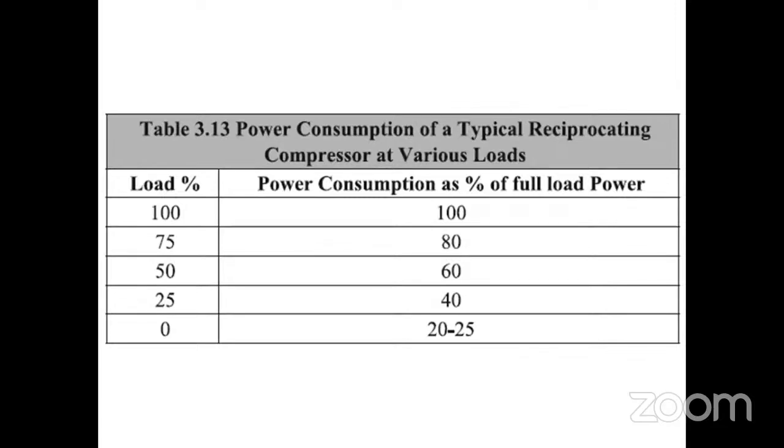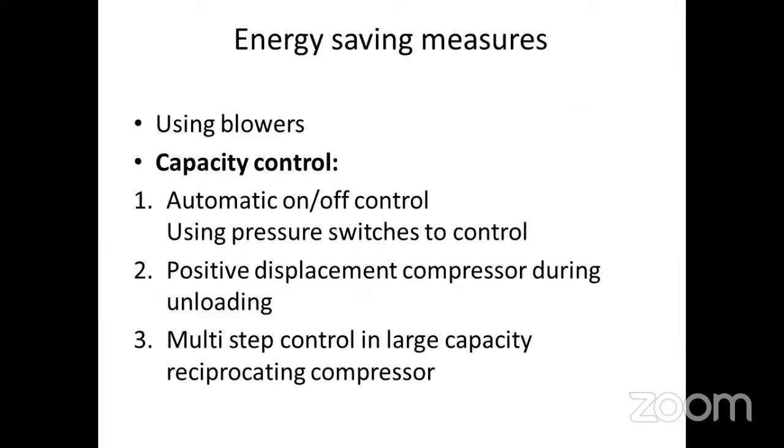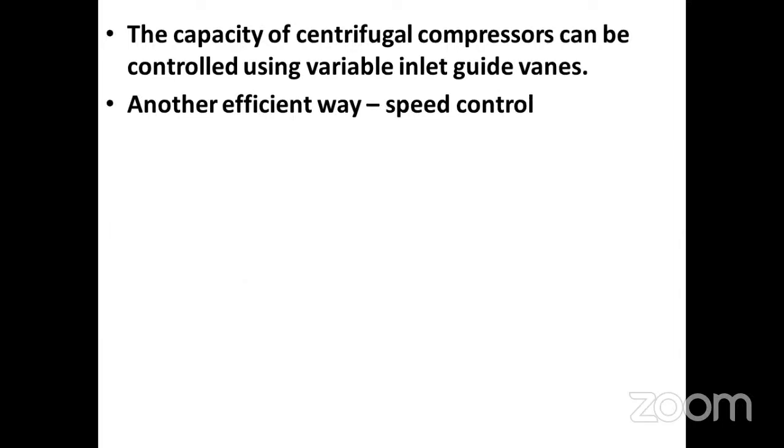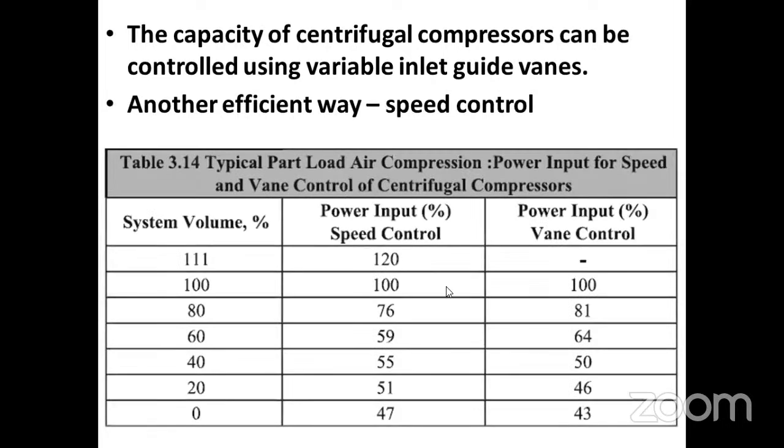We have already seen this, I think. Capacity control, energy saving measures: on-off control using pressure switch, positive displacement compressor during unloading, multi-step control in large capacity reciprocating compressor. Okay. Variable inlet guide vane, efficient way is speed control.